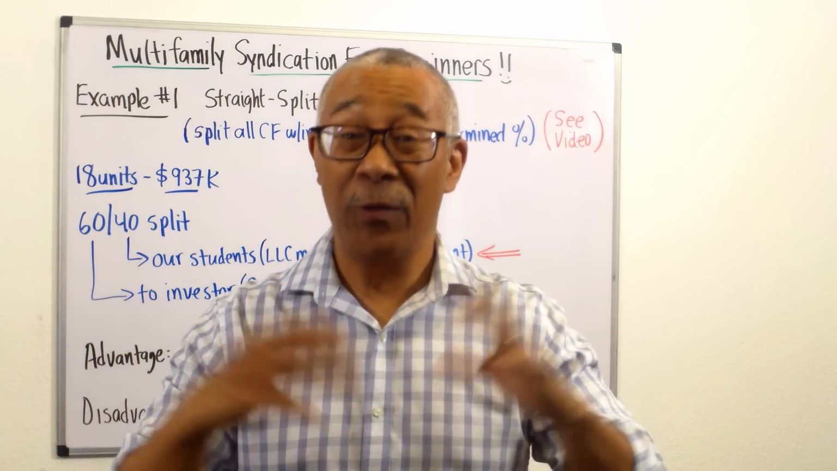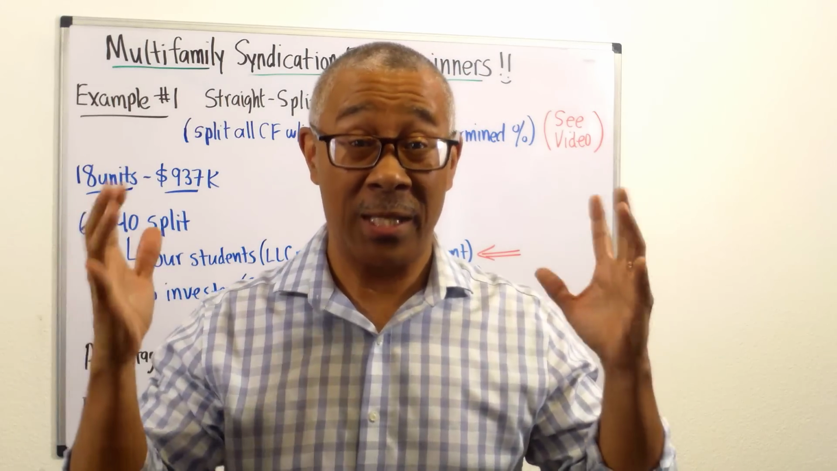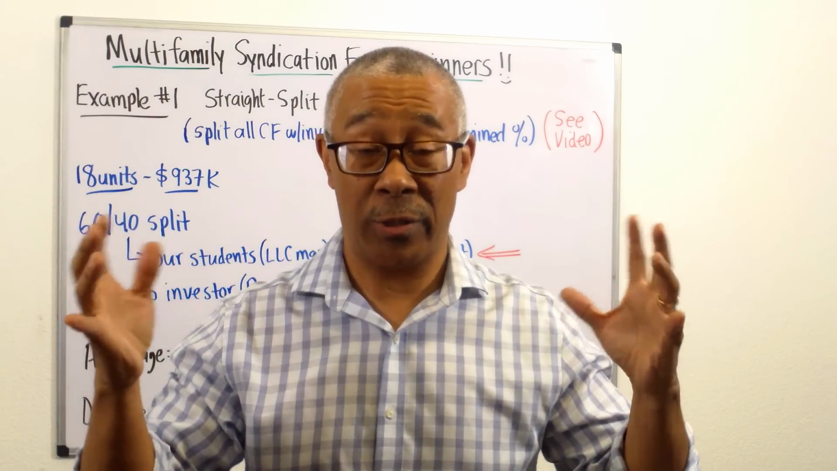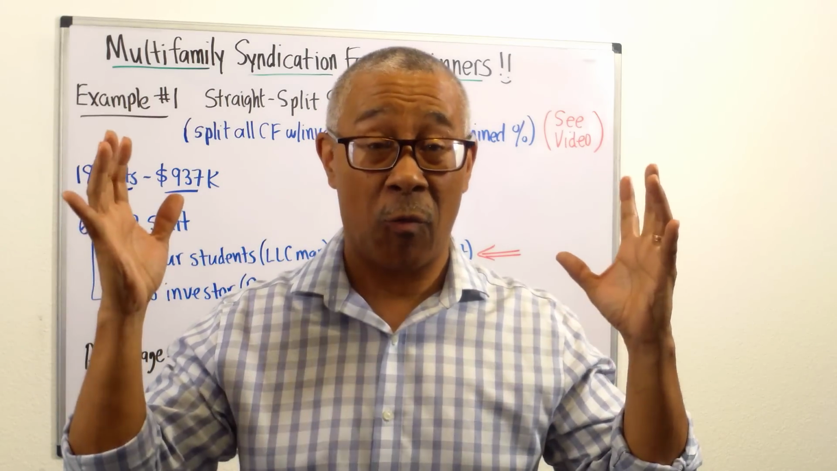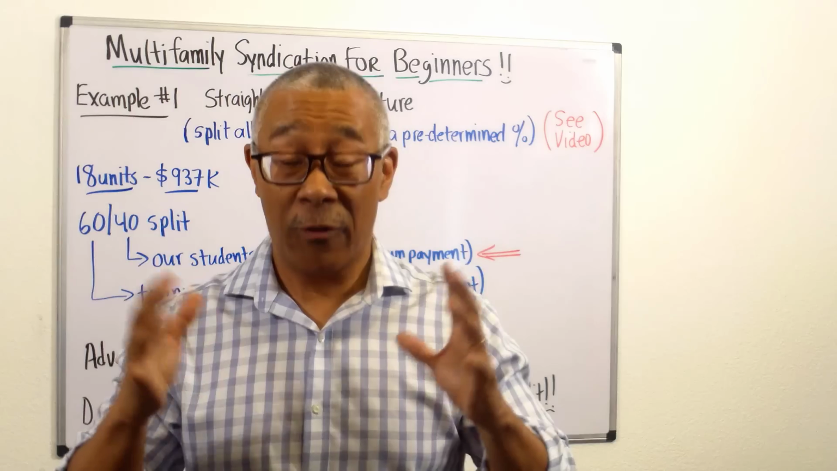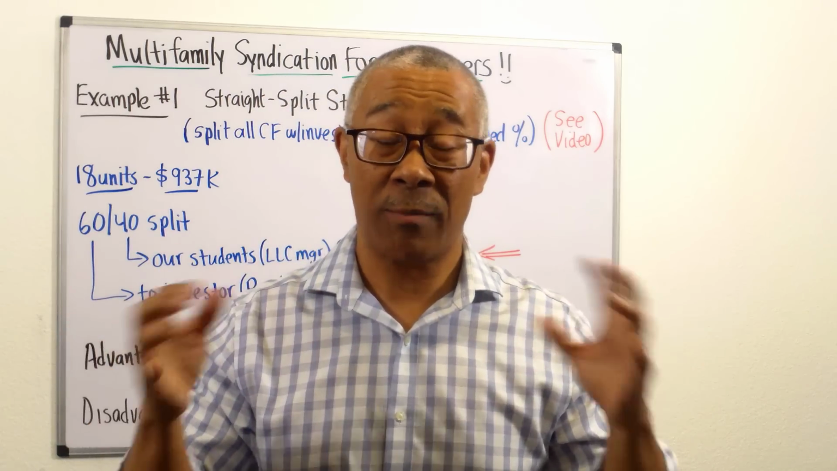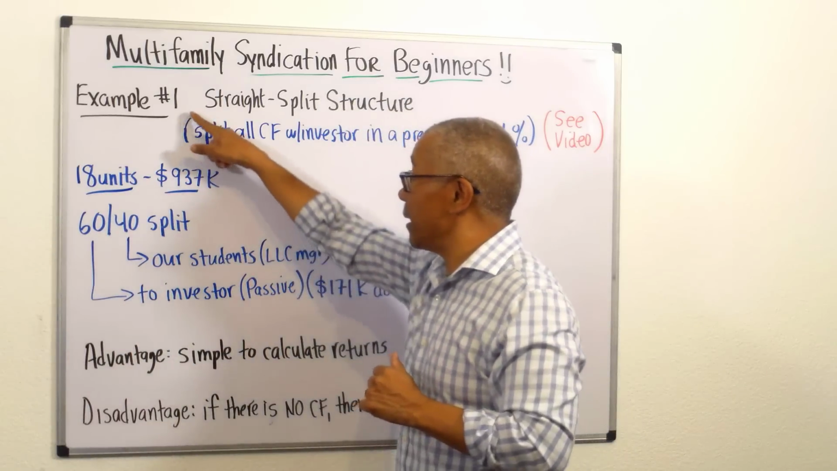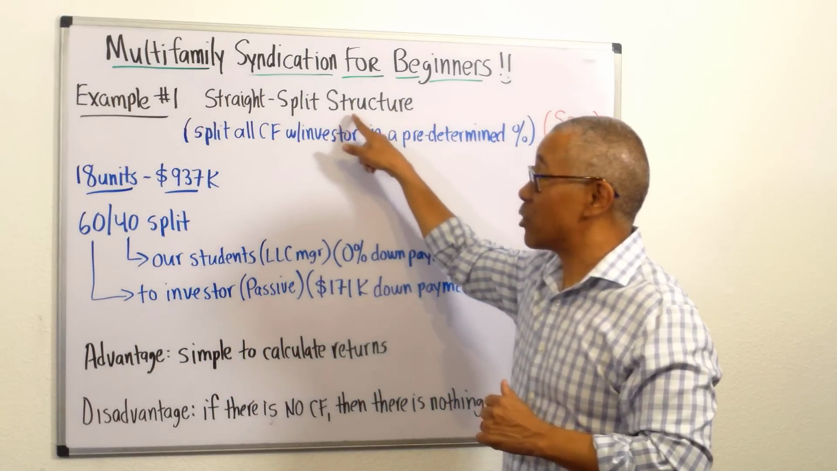I'm going to share with you a few examples of real deals syndicated by our students. I'm going to share with you several structures, the most common structures for syndication and how they pulled it off. Okay? Now, the first syndication structure I'm going to share with you is called a straight split structure. Example number 1 is a straight split structure.